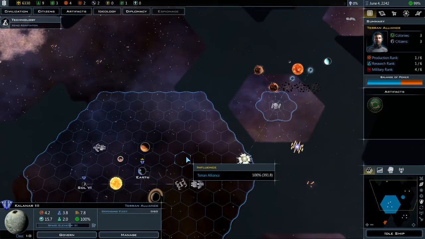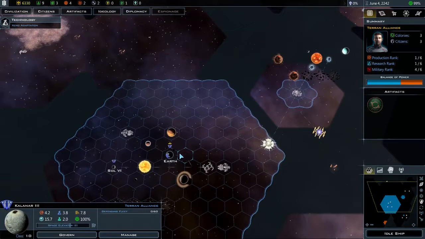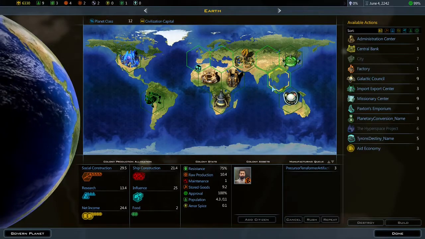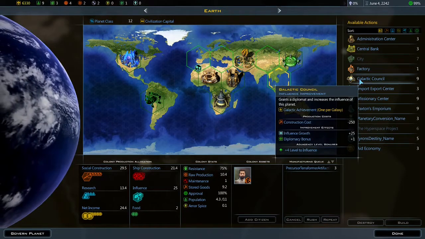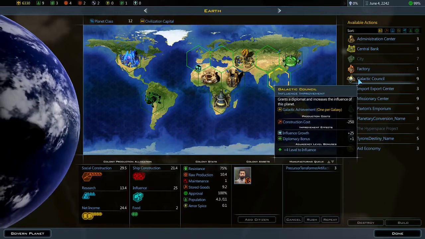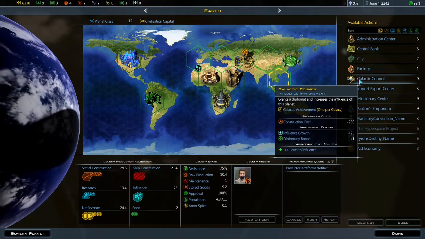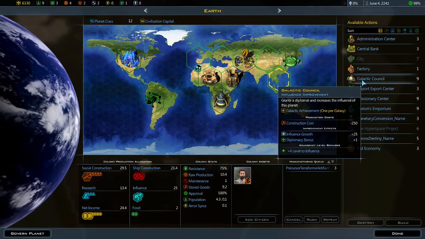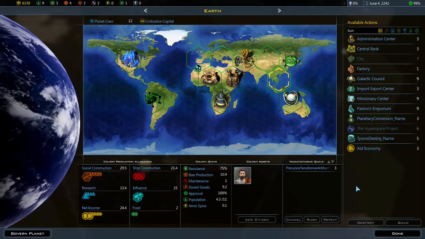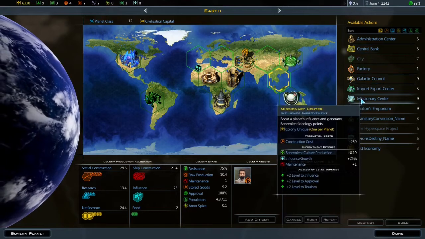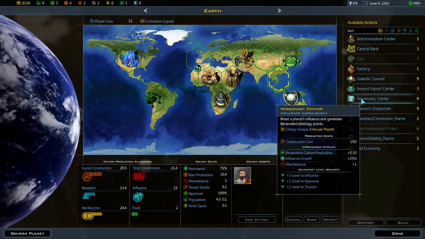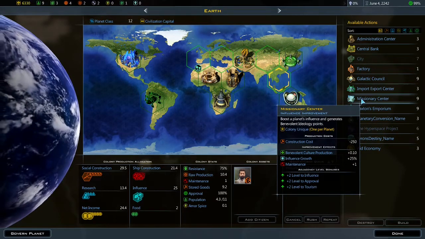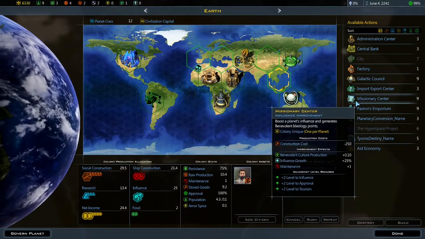And what else influences your influence growth? It's affected by different improvements, like we have a galactic council. That's because we are going benevolent, we have this option, and if we get that, we get plus 25% influence growth, for example. There are a couple of things like that. For example, that missionary center also gets 25% influence growth. I guess that's also from benevolent.